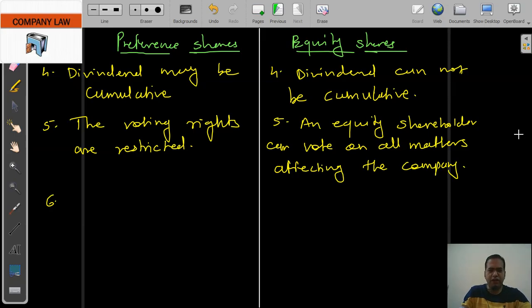They can appoint directors, auditors, they can even change the business of the company. Okay, many matters can be there which will affect the status of the company as such. But voting rights for the preference shareholders are restricted. There is only one exception given to the preference shareholders. If payment of dividend is not given for 2 consecutive years, then preference shareholders also get the right to vote, like equity shareholders. So that is one of the exceptions which is given in the Companies Act.